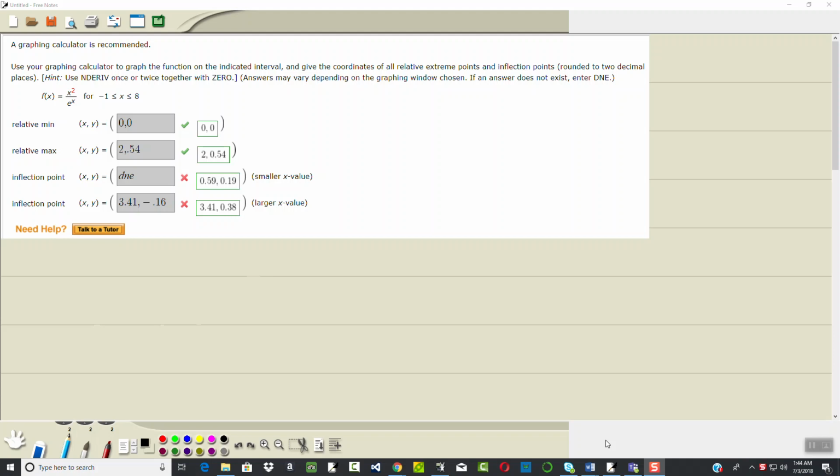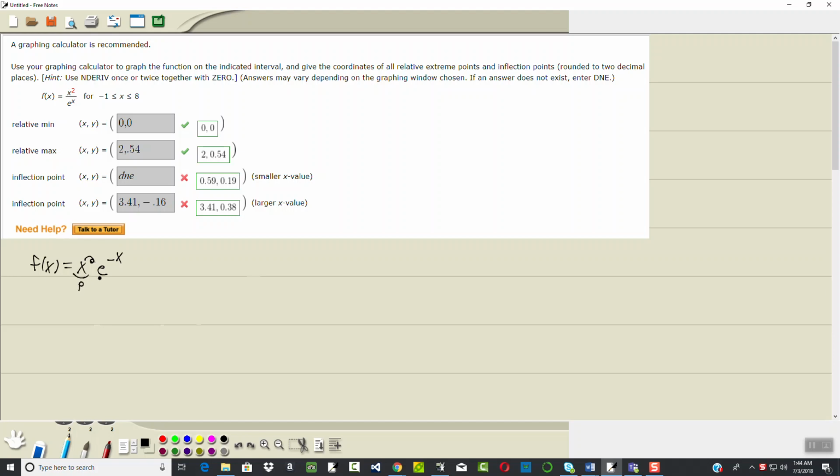Okay, let's take a look at this problem here. We've got f of x is equal to x squared, and I'm going to take that e to the x up on top, e to the negative x, just because I like the product rule better than the quotient rule. Okay, so we need the relative min and relative max, so we have to find our first derivative.